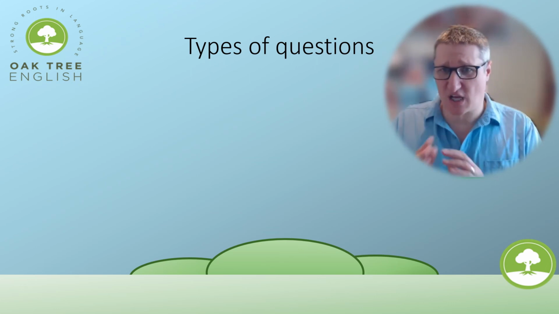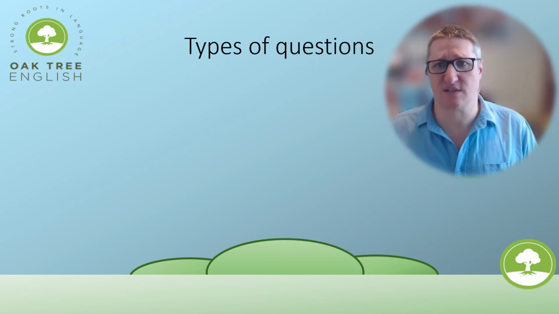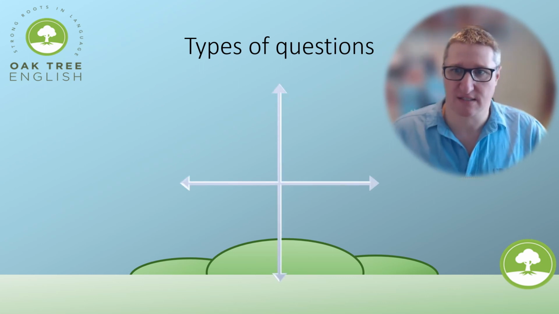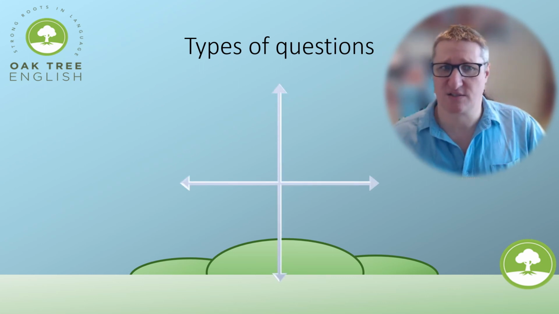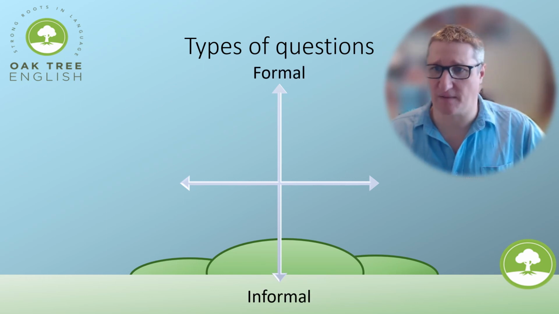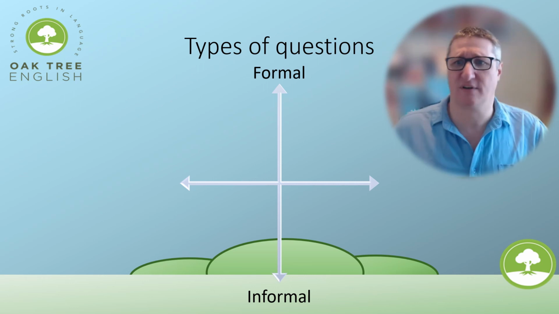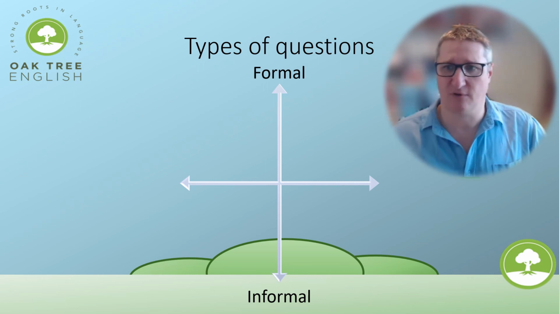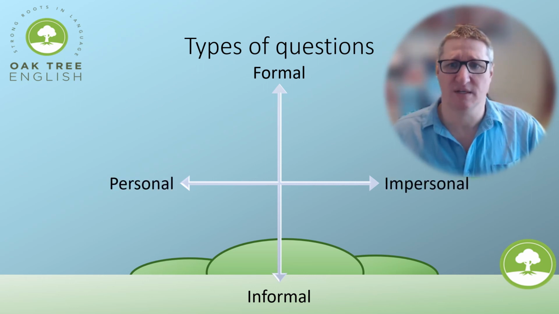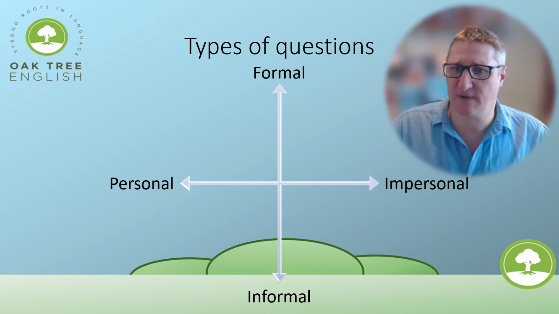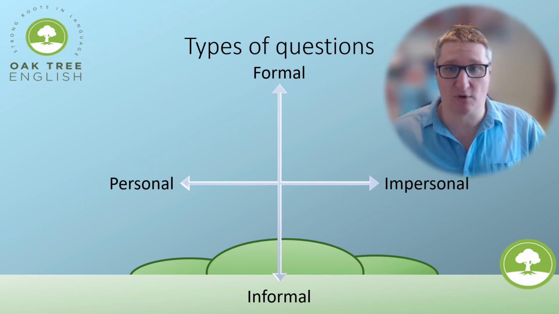Right, the types of questions that you're going to experience can be mapped on a kind of matrix. You have to consider tone and style based on your audience and purpose. So for tone, you have a continuum from formal to informal, and for style, you have a continuum from personal to impersonal. And this will inform the type of language you're going to employ.